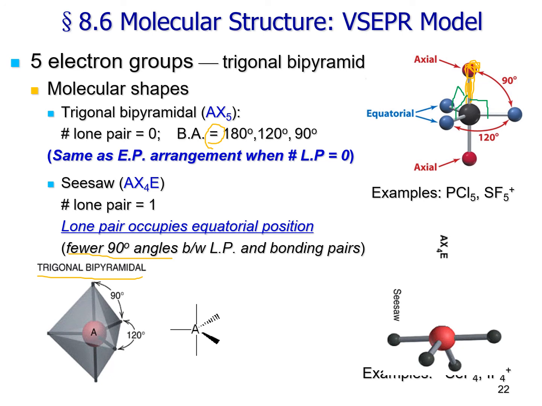For seesaw, the bond angles are going to be less than 180 degrees, and less than 120 degrees. Basically, as long as we have a lone pair of electrons, it's most likely going to have a smaller angle than the typical ones, less than the value of their typical bond angles.